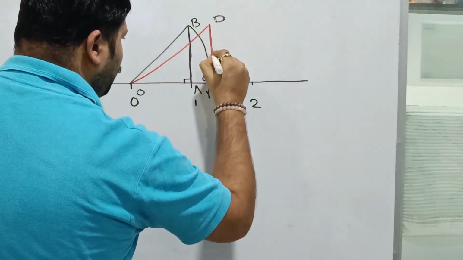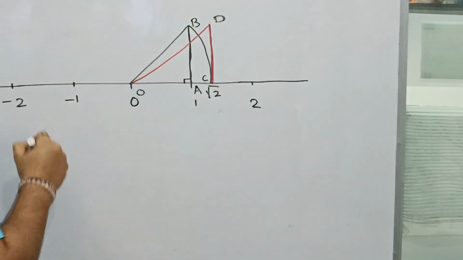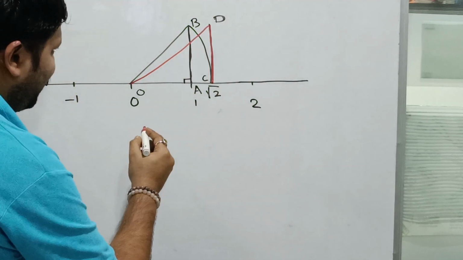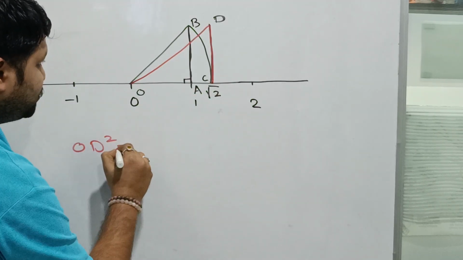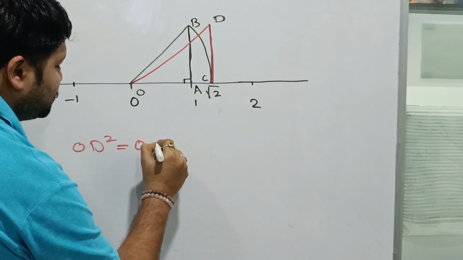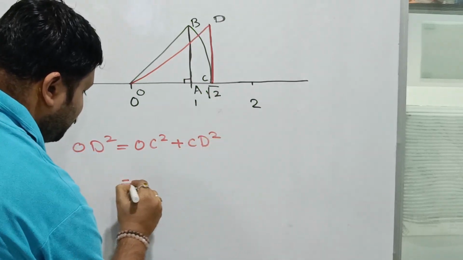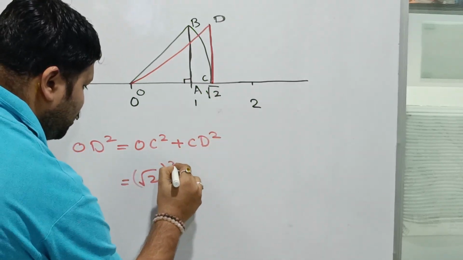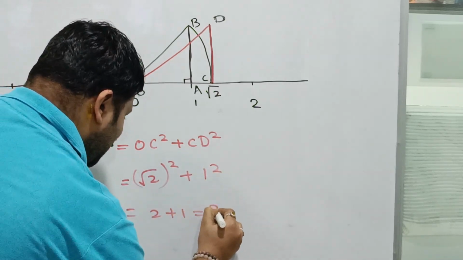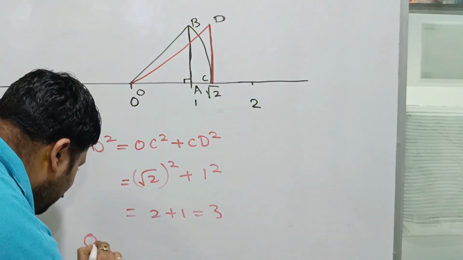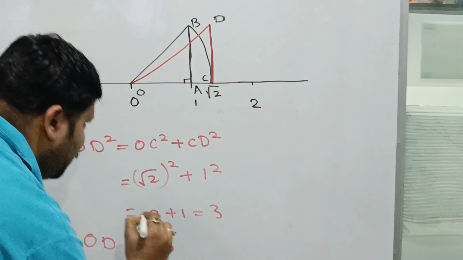So I have OD, the red color is root 3. So I can say that OD square is equal to OC square plus CD square. So that would be root 2 square plus 1 square. So that would be 2 plus 1. So that is 3. So I can write OD is equal to root of 3.